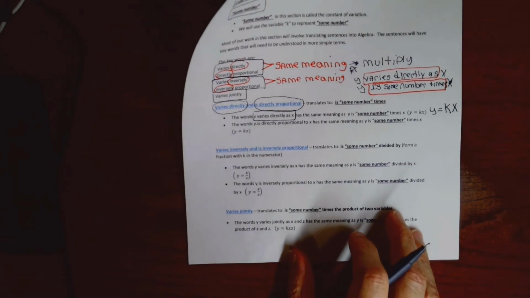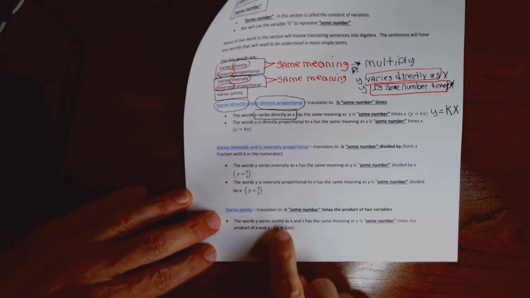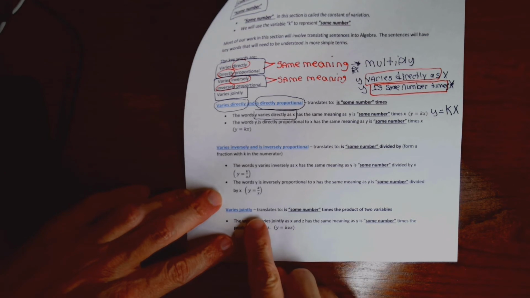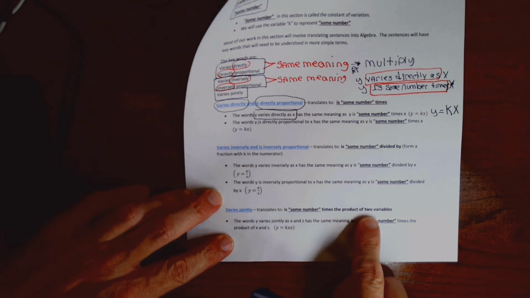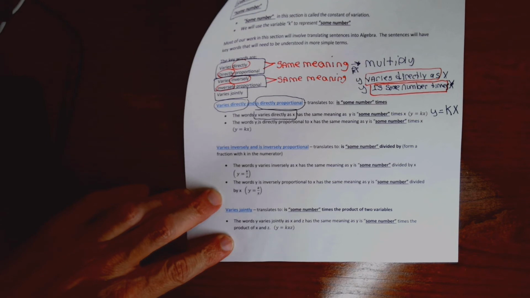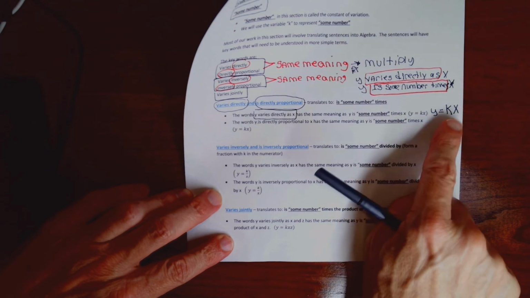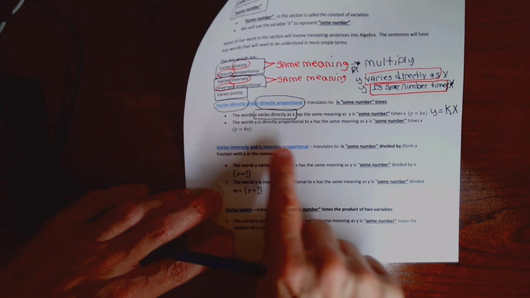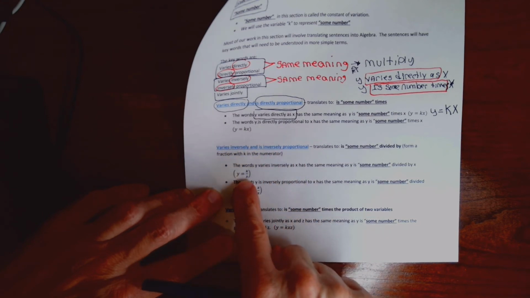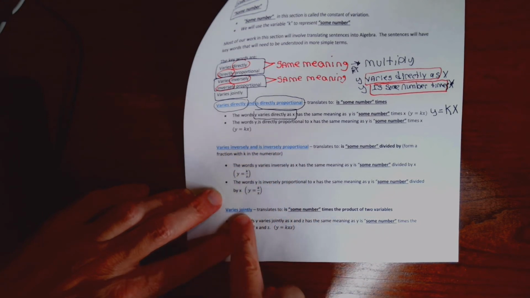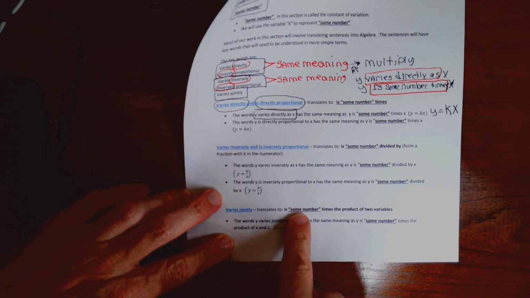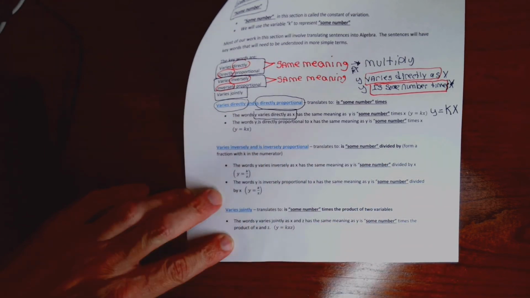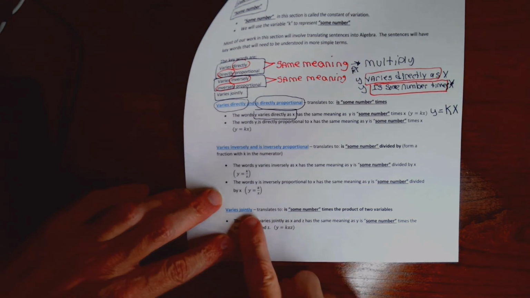The last words we need to worry about is "varies jointly." And if I see something like "varies jointly," translate to "is some number times the product of two numbers" as opposed to just one number after the k. Varies directly is multiplication, and when you translate it, you get one variable or one letter after the k. Varies inversely or inversely proportional turns into fractions with k in the numerator. Varies jointly will turn into a multiplication, but instead of having one letter after the k, you're going to get two.